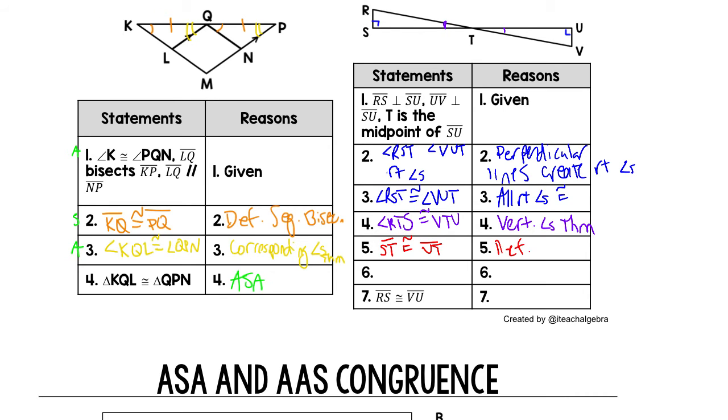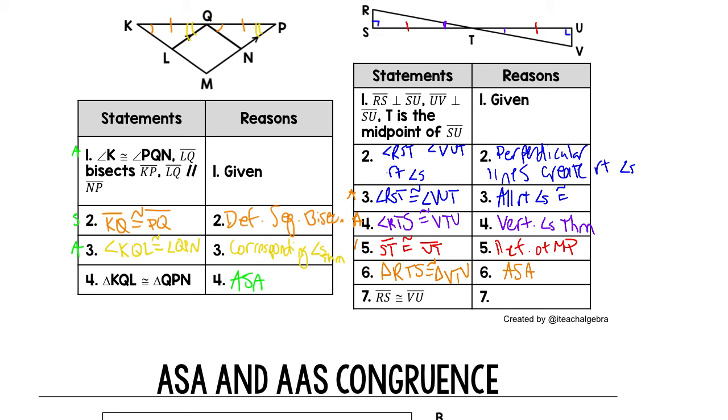We haven't done anything with that quite yet. So we know that ST and UT are congruent. So now we have an angle that's congruent, an angle again, and the side in the middle. So we can say that triangle RTS is congruent to triangle VTU because of angle, side, angle congruence.